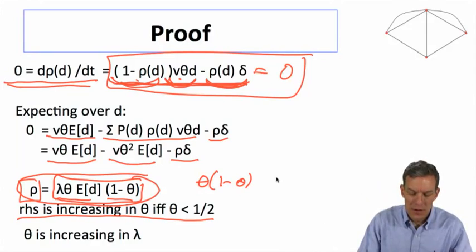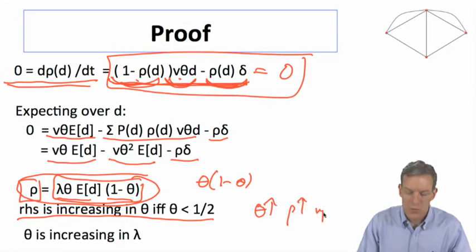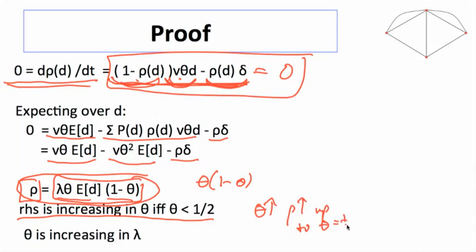And so what happens is, initially, as you're increasing theta, you're increasing rho up to theta equals a half. And then beyond that, as theta continues to increase, rho actually decreases above this level of a half. So initially we get an increasing part of rho, and then increases in theta lead to decreases in rho. Okay, and overall we also have that theta is increasing in lambda, so then you can do comparative statics of rho in terms of lambda, because lambda is going to change theta, which then changes rho.